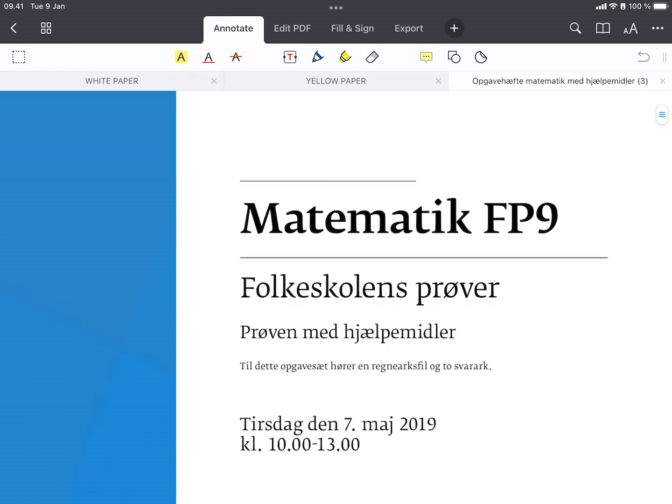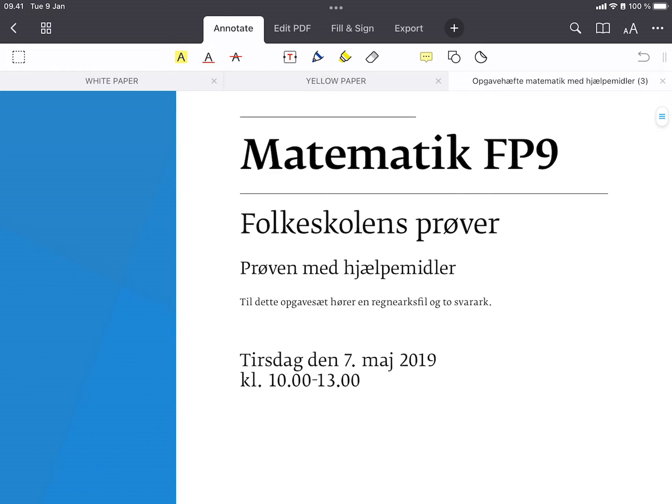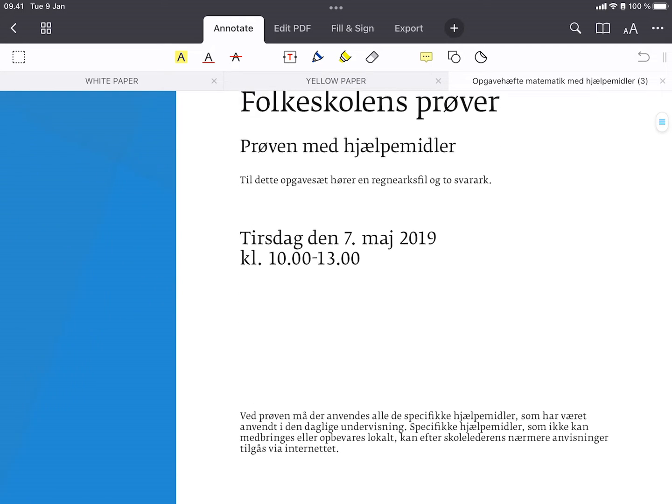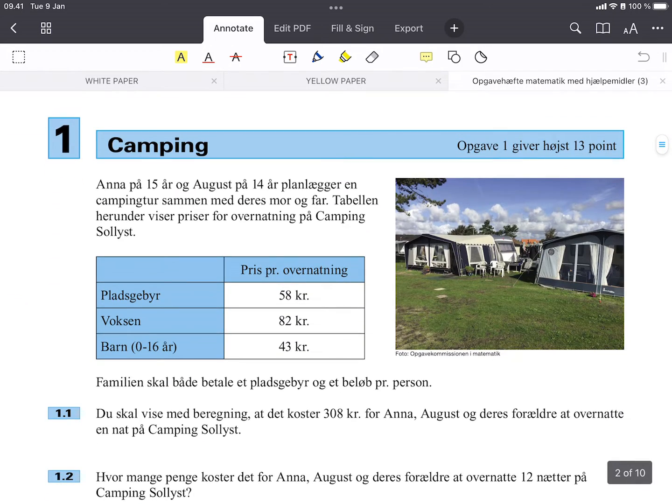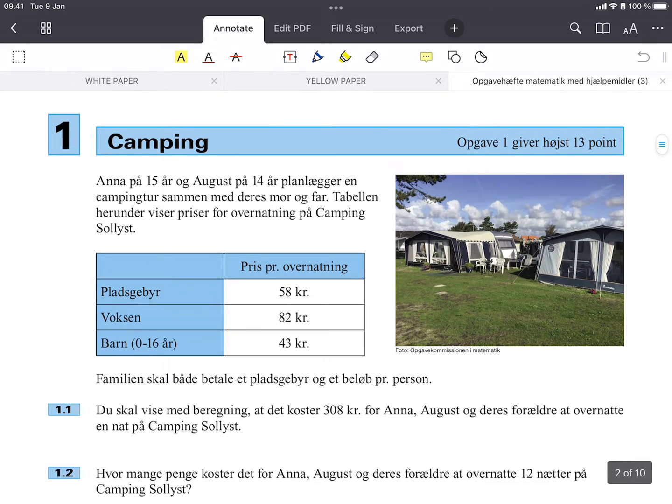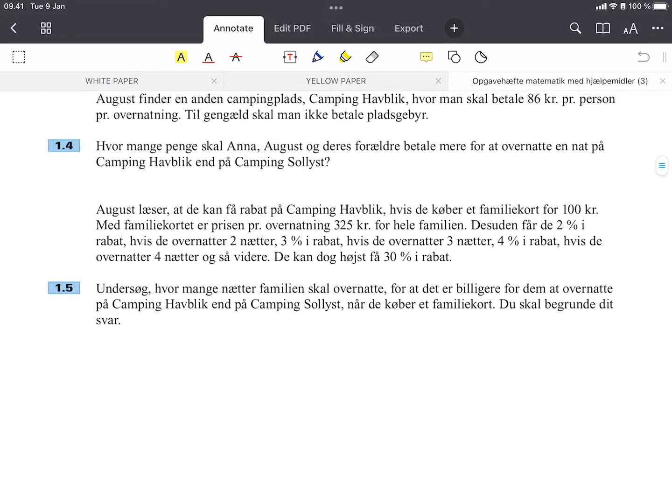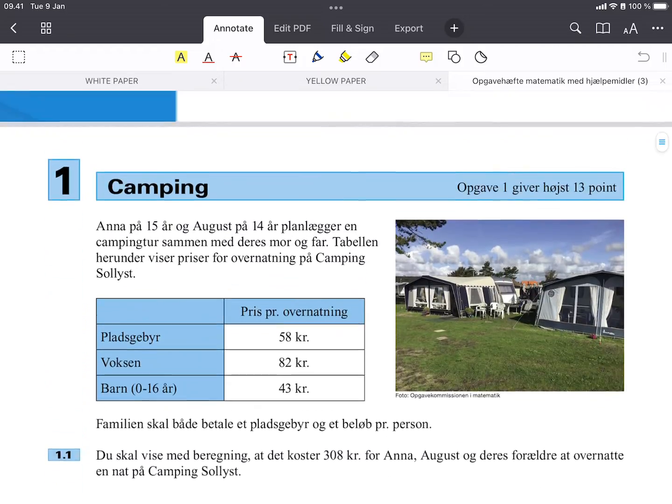Okay, so I am looking at the May 2019 Danish FP9 Folkeskolens Afgangsprøve, the 3-hour paper. So that's the paper with the longer questions where you are allowed to refer to notes and things and use a calculator. So exercise 1 is called camping, and it's got 5 parts.